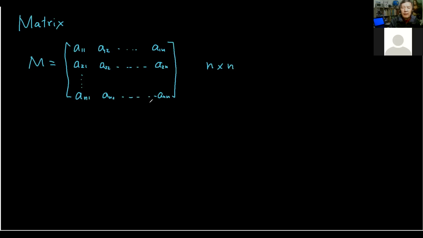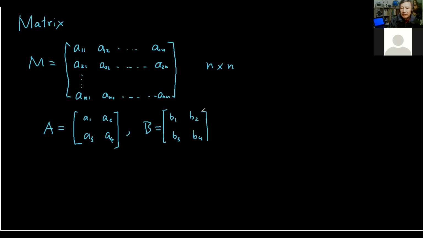Of course, we wouldn't start with this general form. In a special case, how about n equal to 2? This is just 2 by 2, say a1, a2, a3, a4. You can use different notation. And another is a B matrix. So A and B represent a matrix, not just a number. They represent a lot of numbers, in this case 4: B1, B2, B3, B4.